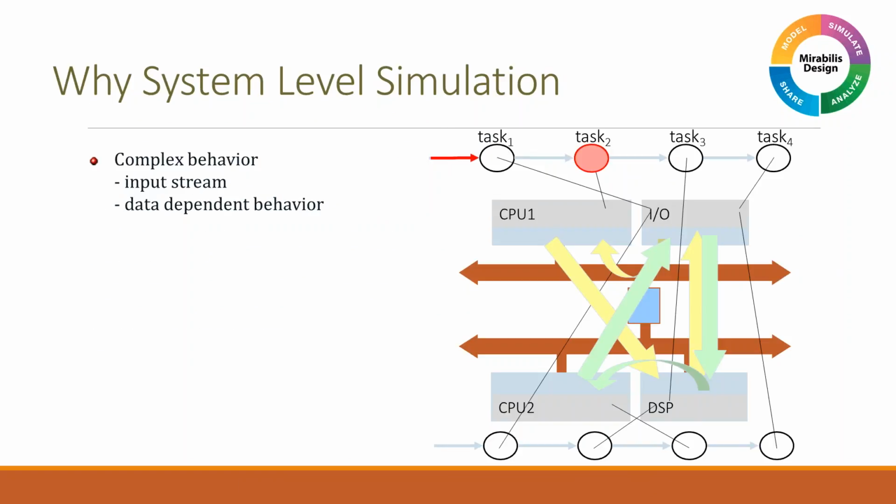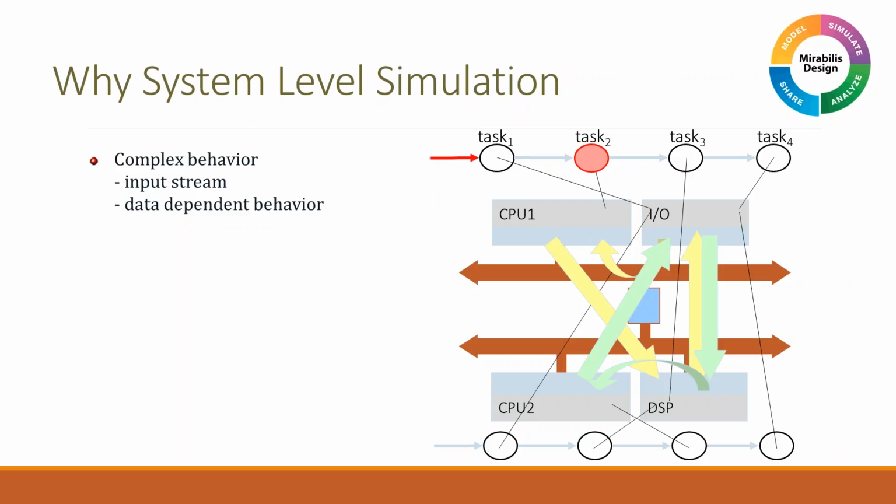A quick introduction to why system level simulation is so important and valuable. Let's take a simple design with two processor cores, a DSP and I/O that are connected by two bridges and two buses and a bridge between them. If you take a simple application that has 4 tasks, you can see the mapping of the tasks going from the I/O via the bus to CPU1, through the bridge to DSP, and then once we're done, back on the bridge to the I/O, and it completes.